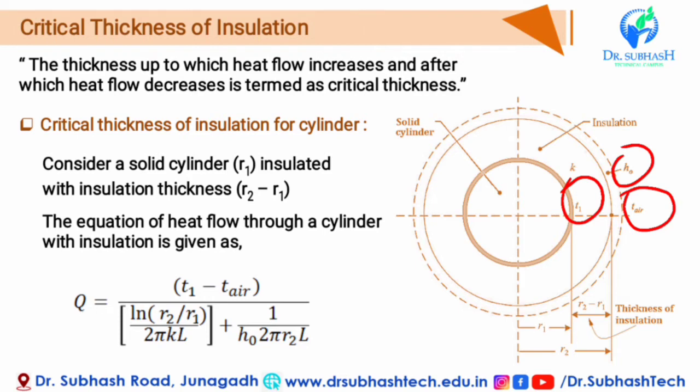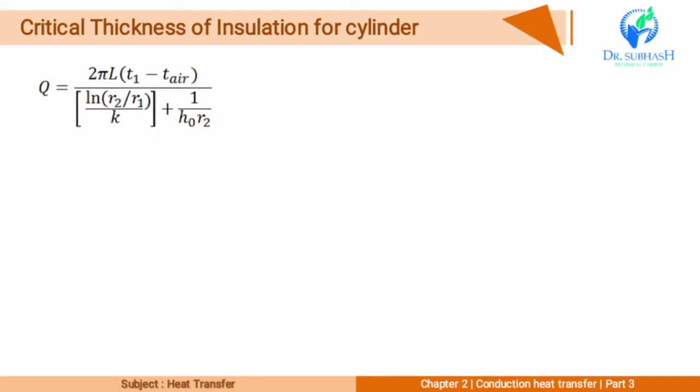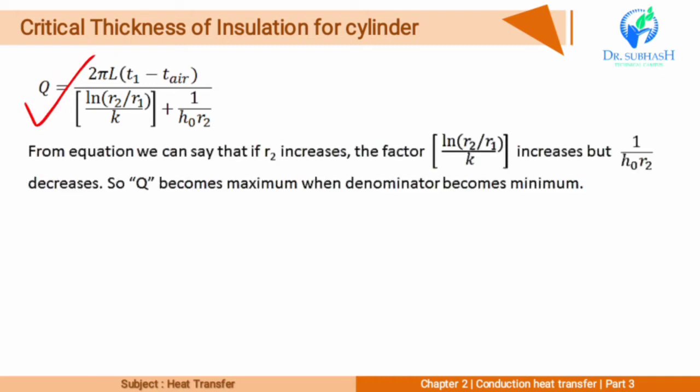Take 2 pi L common here. So we get Q is equal to 2 pi L into (T1 minus T air) divided by, inside the bracket, ln(R2/R1) upon K plus 1 upon h0 into R2. Now from this equation we can say that if R2 increases, the factor ln(R2/R1) divided by K increases, but 1 upon h0 R2 decreases. So Q becomes maximum when the denominator becomes minimum.